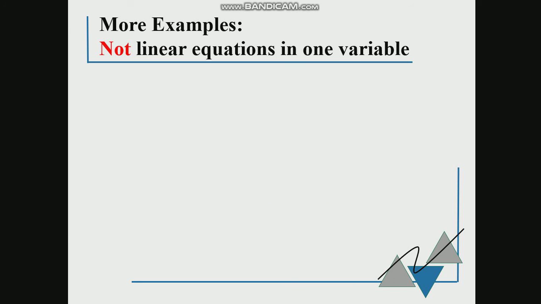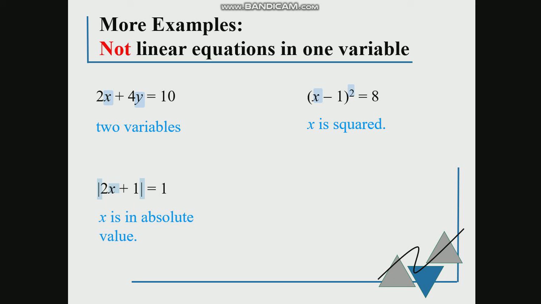So what are some things that are not linear equations in one variable? Well, this is an example. This is linear, but there are two variables, so this does not count. You have something where x is squared. This is not linear. If x is an absolute value, again, not linear. If x is in the denominator, not linear.